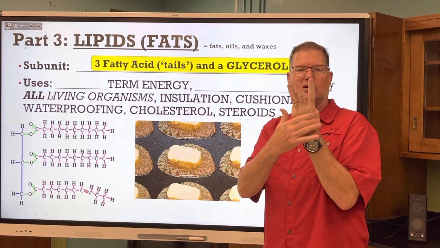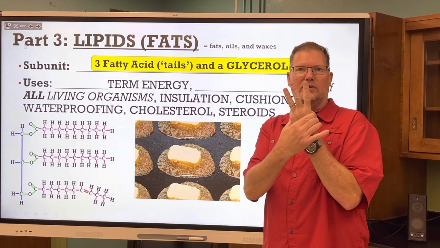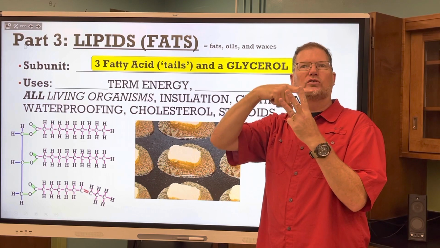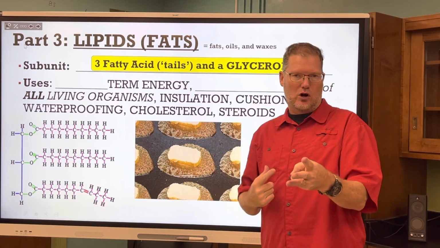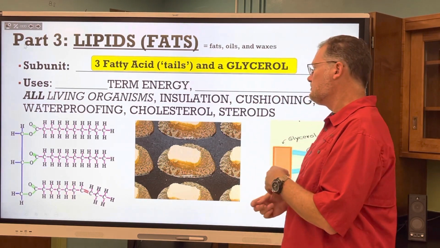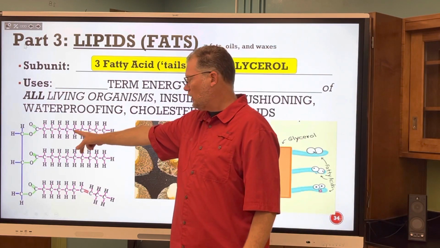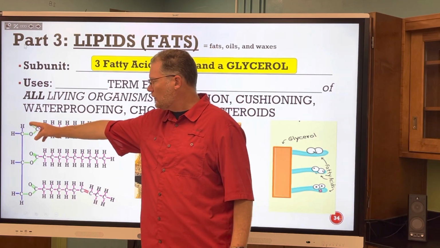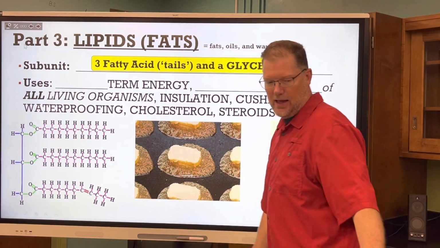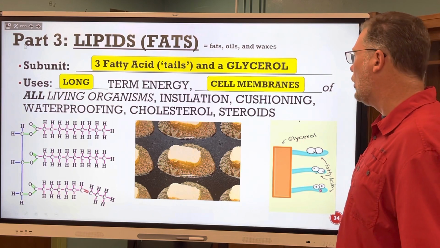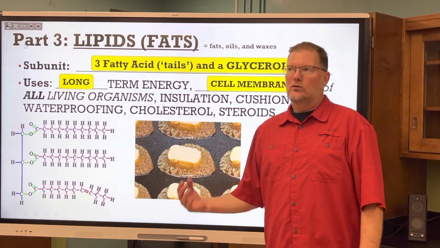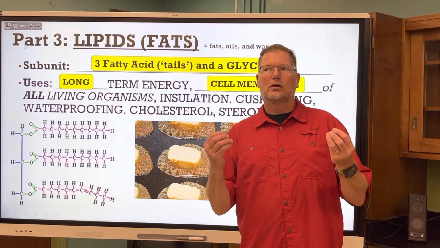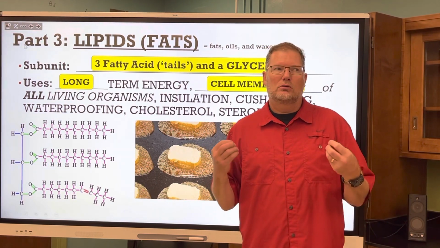So my hand would be the end, okay? And then they would have 3 of these tails made out of rows and chains of hydrocarbons, like from the last set of notes. So just like here. Chains and chains, these are the 3 tails, and these are the glycerol ends, okay? And obviously the uses are for long-term energy. Fat is a human storage molecule.